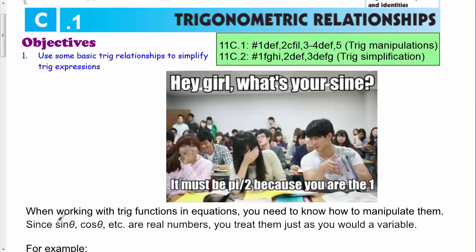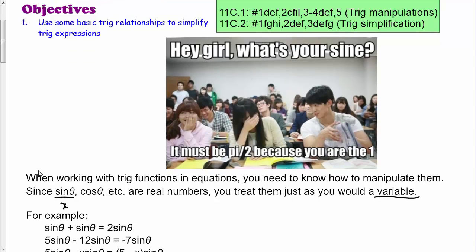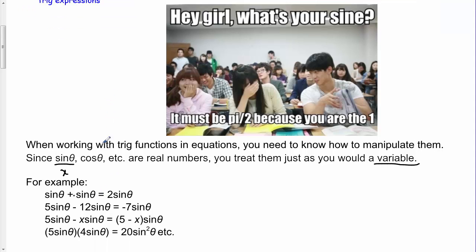But basically the idea here is that sine theta is simply a number, right? It's a number, and therefore, since we don't know what it is, we can think of it like a number that we don't know what it is, better known as a variable. So if we think of sine theta, the whole thing, as just like an x, then we can work with it exactly like we would work with an x. So, for example, sine theta plus sine theta is simply 2 sine theta. 5 sine theta minus 12 sine theta is negative 7 sine theta.